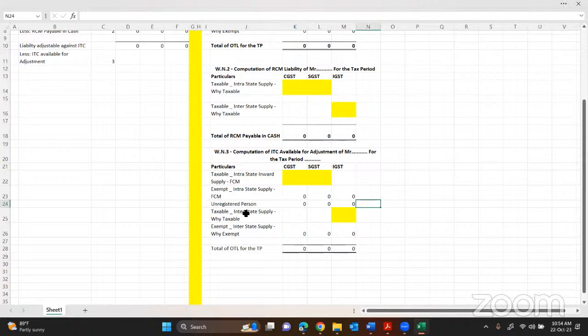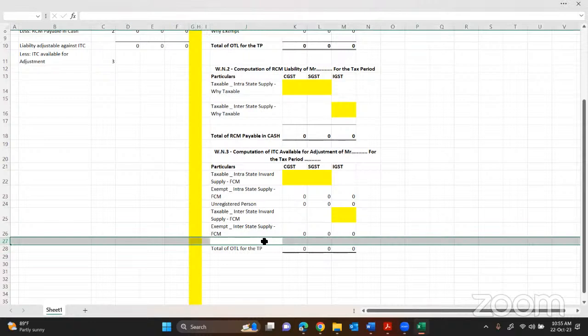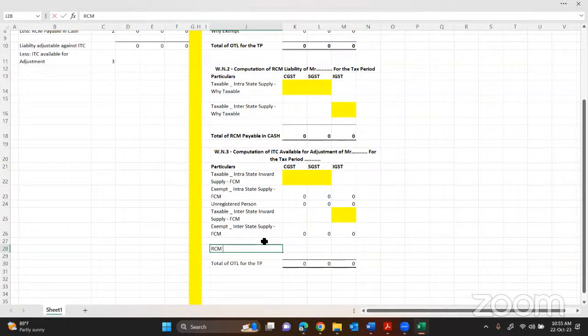And sometimes you will have taxable inter, and you will have exempt inter. And in this, there will be something is blocked, something will be, conditions will be violated. So you will have eligible, ineligible criteria, everything. Mention the reasons there and all. And along with this, there is a very, very, very important adjustment you have to do. What is that, sir? RCM paid in cash.